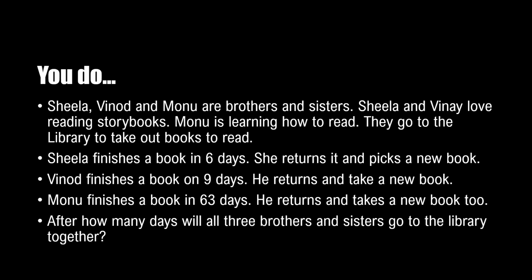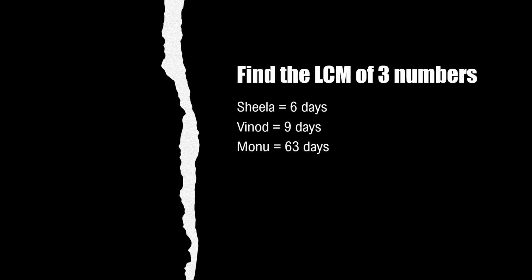Try thinking about this problem. Read it carefully and understand what is happening. Let us see what we have to do here. Sheila goes to the library every 6 days. Vinod goes to the library every 9 days and Monu goes to the library every 63 days. So the question is, when is the earliest they will meet again in the library?